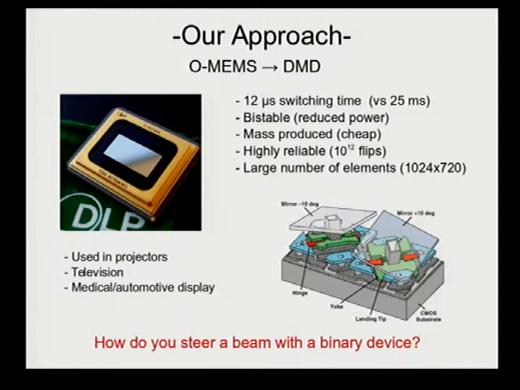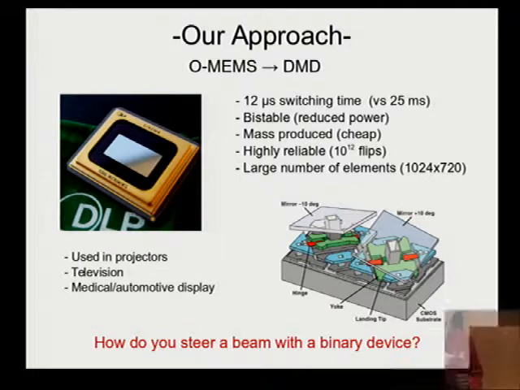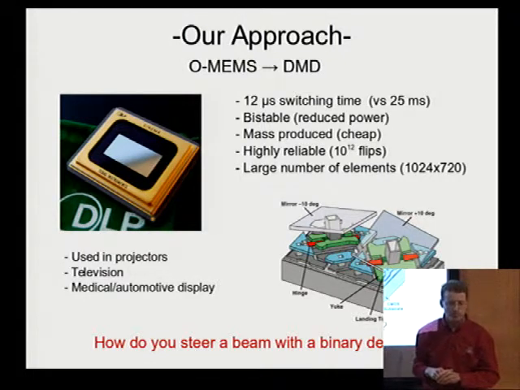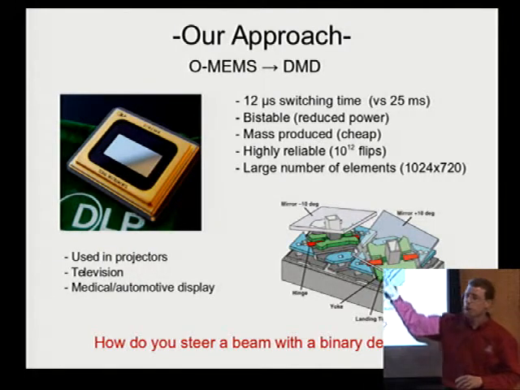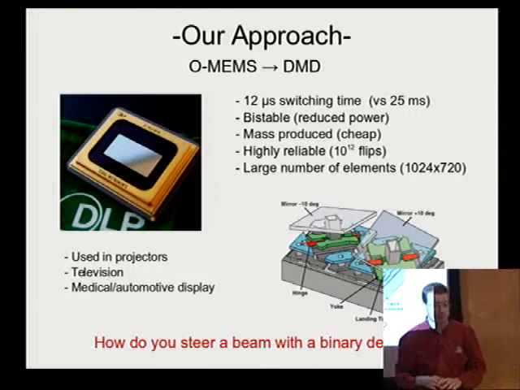So DMDs are at the heart of modern projectors like the one I'm using today. And they are much faster. They are also more robust because individual mirrors are much smaller, like 10 microns in size, in fact. So if I can make a switch out of those DMDs, it will be a winner.